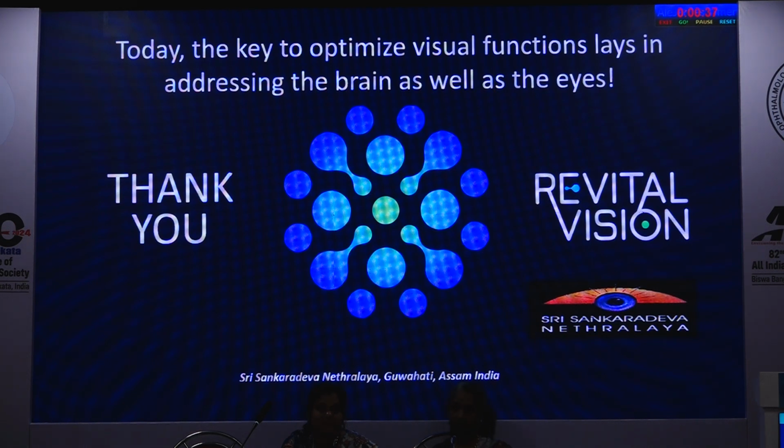Whatever it is, when you see vision improvement, first is what happens at the front level when you capture the image, and that is what the industry does by giving us glasses. And then you have your processing unit at the cortical level, and that is where we have to work, and that is where Revital Vision works. So today the key to optimizing visual function lies in addressing the brain as well as the eyes. Thank you.